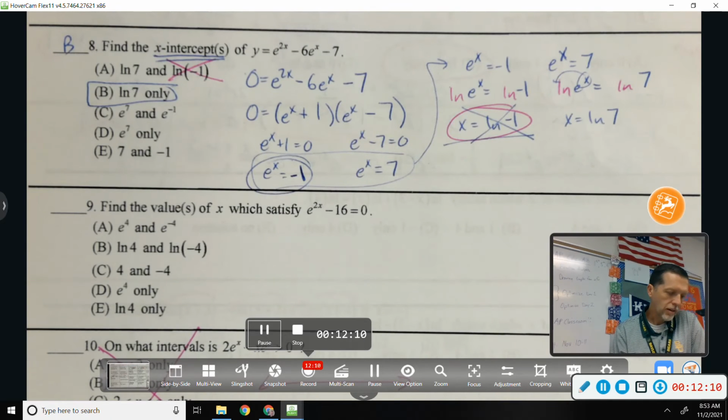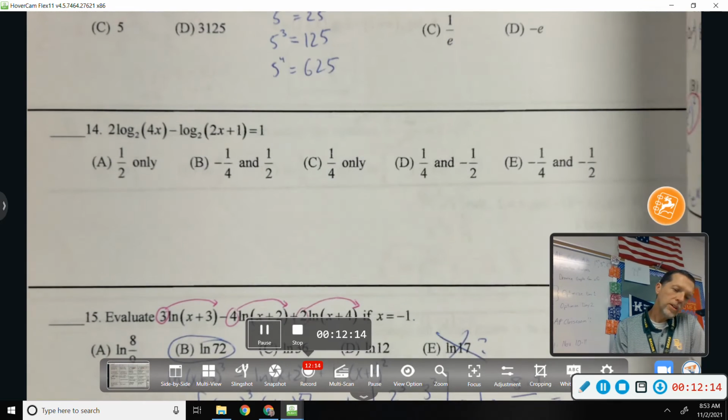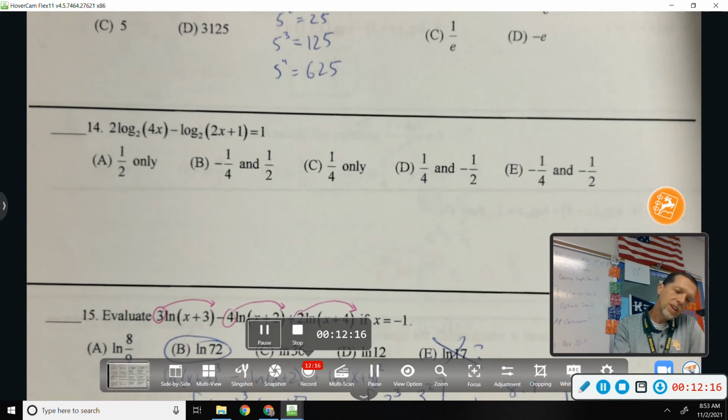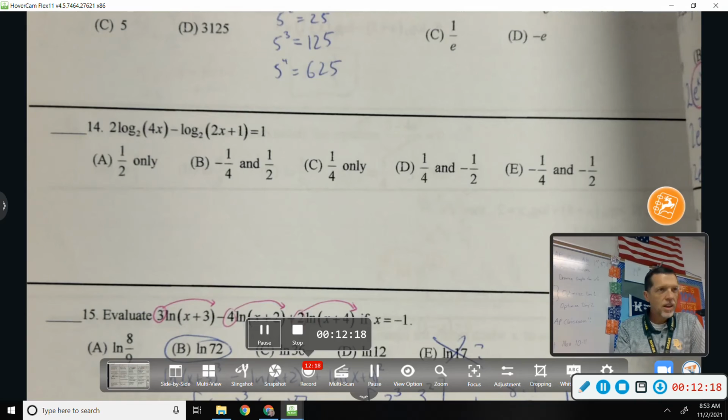Again, omit number 10. Some of you guys are jumping around and working other ones. Is there anything you'd like to see? Number 11.